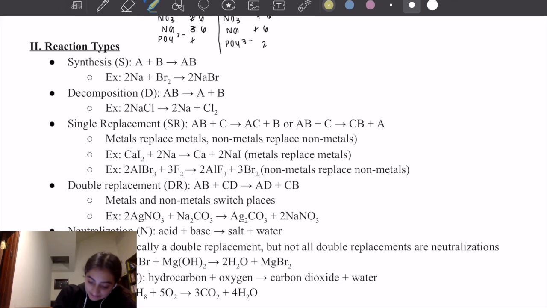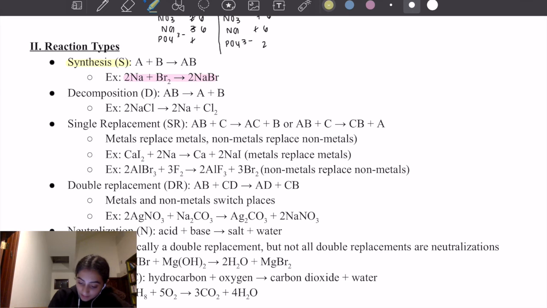First, you have a synthesis, which is where you have 2 elements come together to make a compound, or an element and a polyatomic ion come together to make a compound. So A plus B yields AB. An example of this is 2Na plus Br2 yields 2NaBr. Keep in mind this example is balanced.